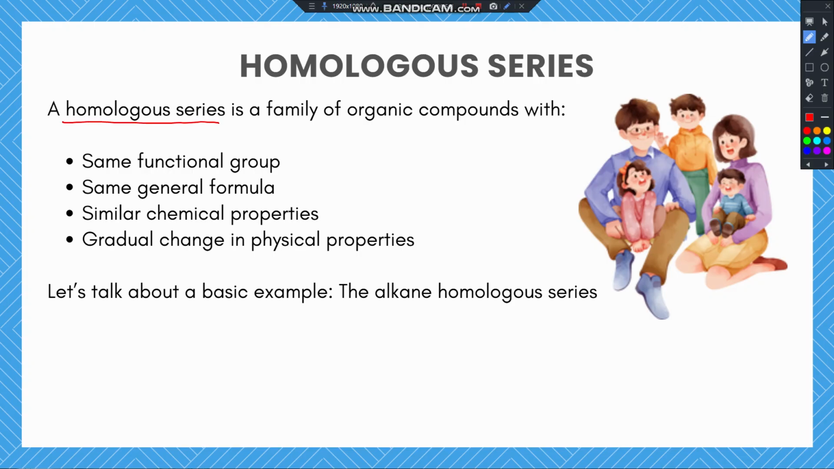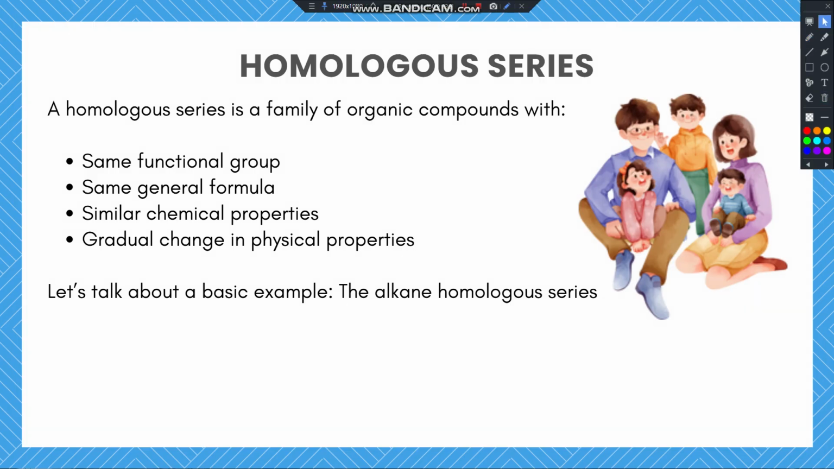A homologous series is a family of organic compounds that possess the same functional group. We'll be seeing what this means as we proceed in this series. They have the same general formula, similar chemical properties, and a gradual change in physical properties. So let's talk about one example of the homologous series. It is called the alkane family, which is a very good example of a homologous series.